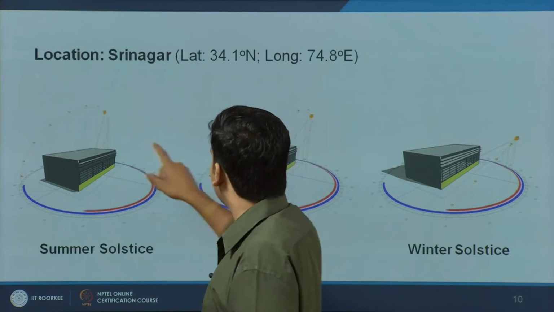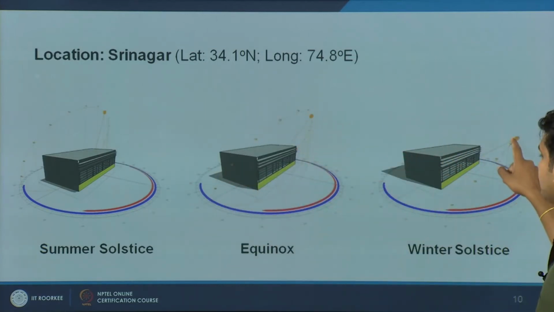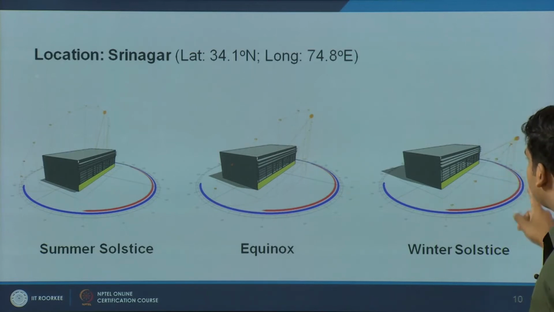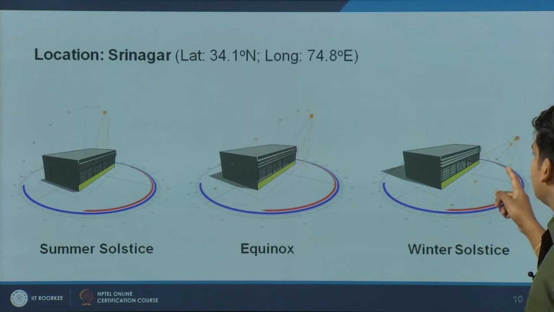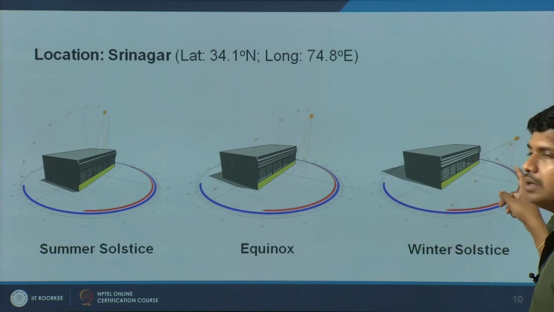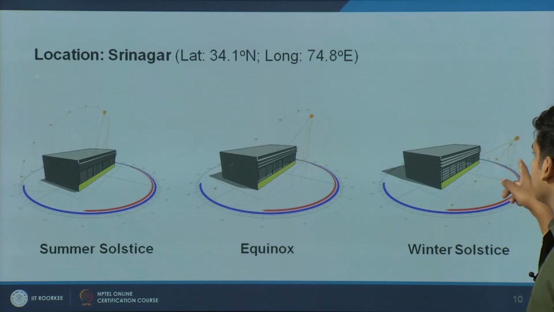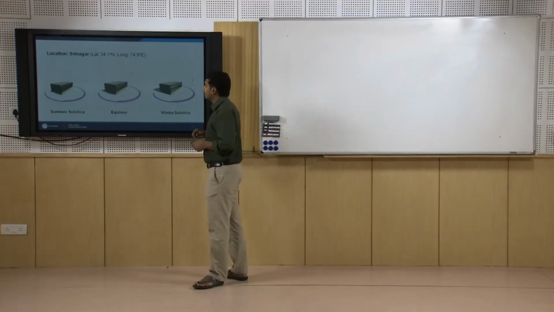This altitude angle is high, this slightly lesser, and on winter solstice, December 21st, we have typically the least possible altitude angle. You do not get sun directly in the east or the west, it is mostly somewhere close to southeast and southwest, and it has a southern traverse. This is the case of 34 degrees north latitude.